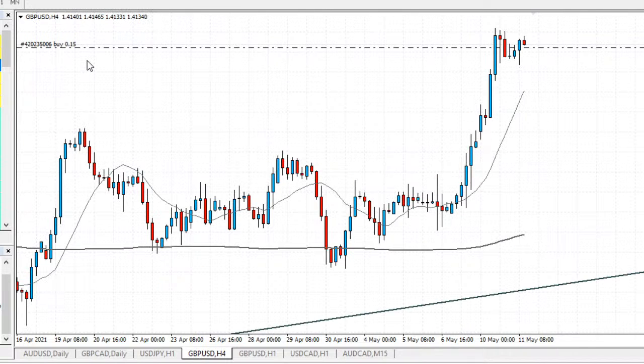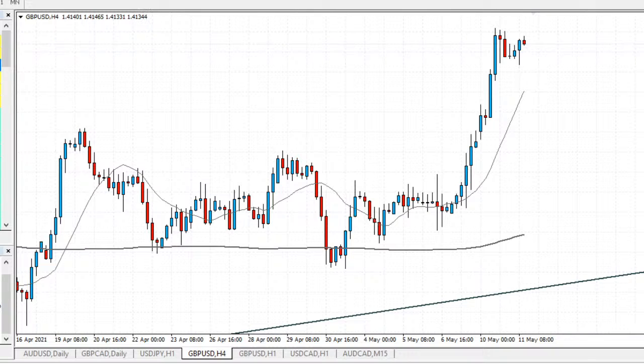GBP/USD just flew to the upside again. I have a little small position there, and I'm going to close that, but we had a massive push to the upside for this pair.